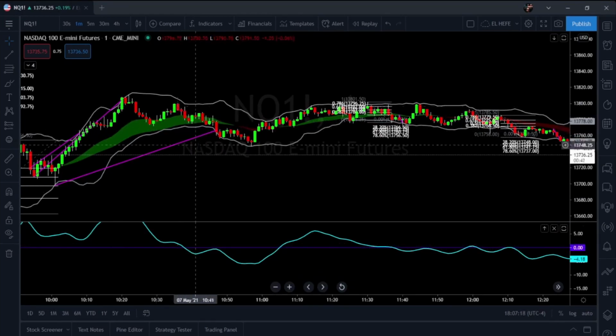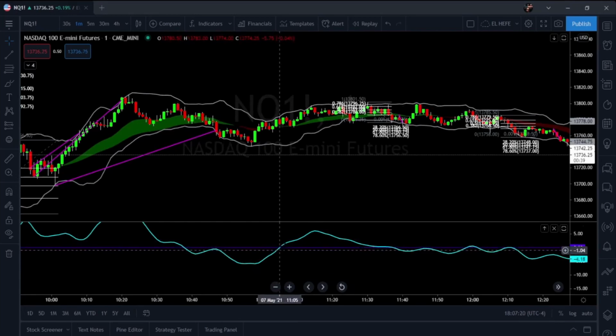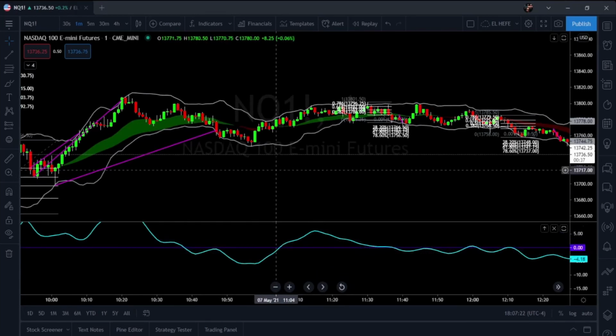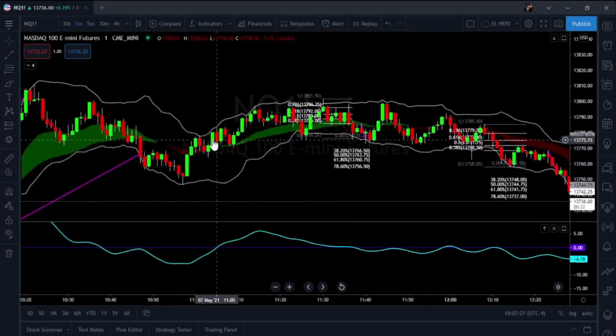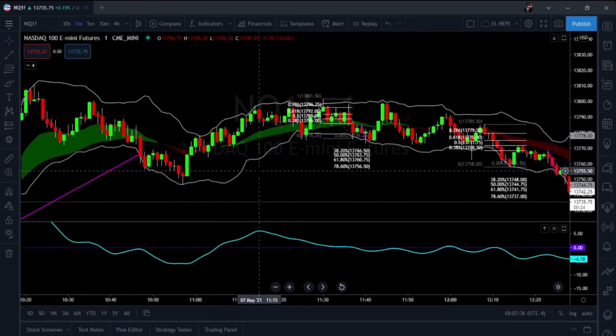One to the left, one to the right, nothing to do. Broke above. It almost looks like it did puncture it, didn't it? Boy, it was close. It didn't puncture it, but it was daggum close. One to the left, one to the right, nothing to do there. That was close, though.